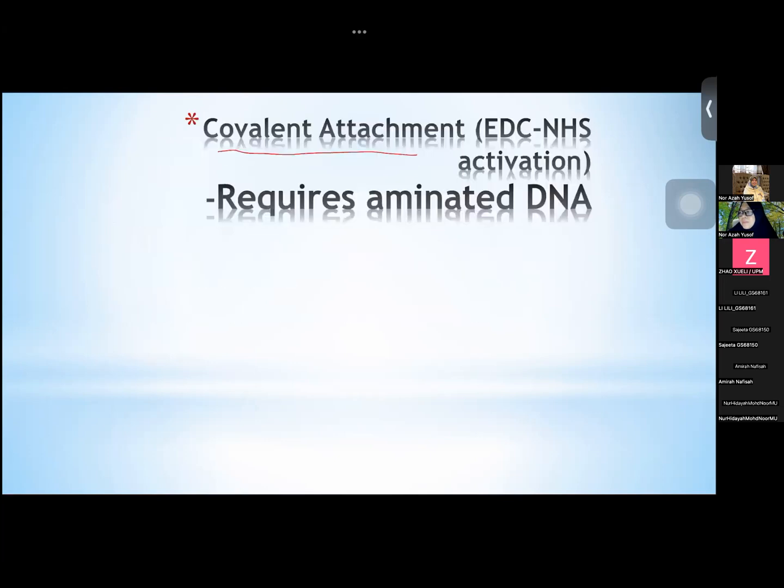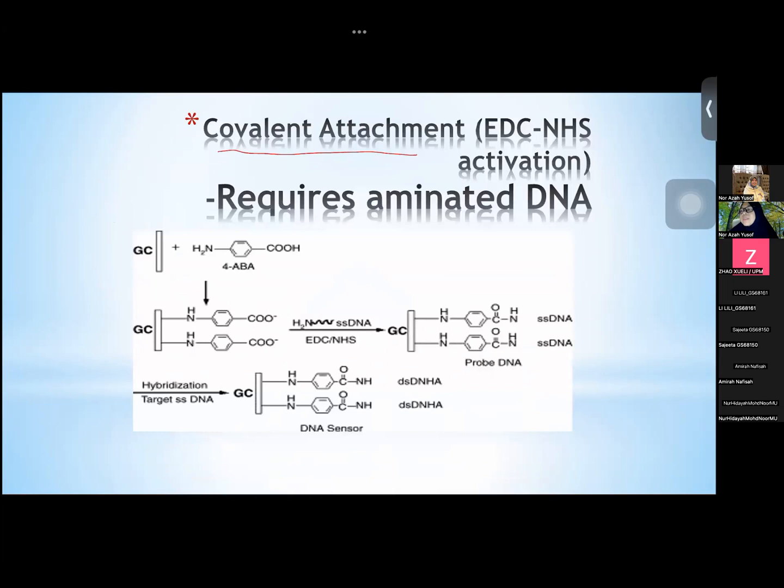So what happened is, all right, this is an example of a little bit of chemistry. As I listed just now at the beginning of immobilization chemistry, you have to know the material used. In this case, the material is carbon. So we know that DNA's chemical structure only has nucleic acids, right?